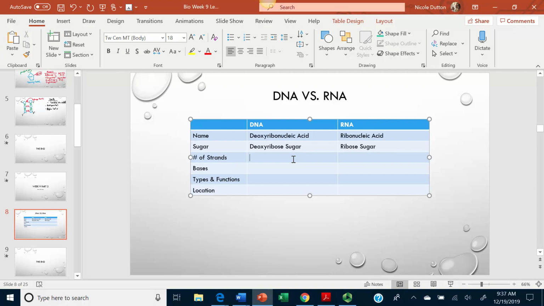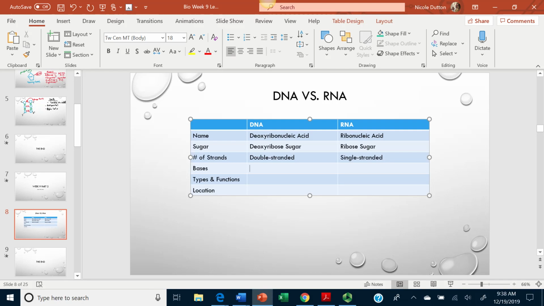Number of strands. Typically, DNA is double-stranded. However, there are exceptions to this, even within eukaryotic cells, but especially in viruses. RNA is typically single-stranded. And again, there's always exceptions to this, but this is just the general, most common scenario.